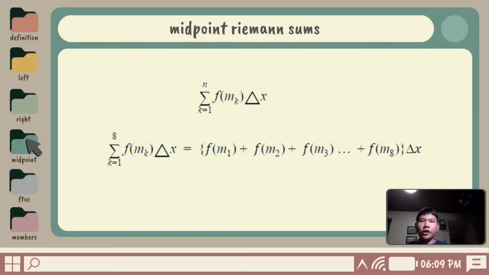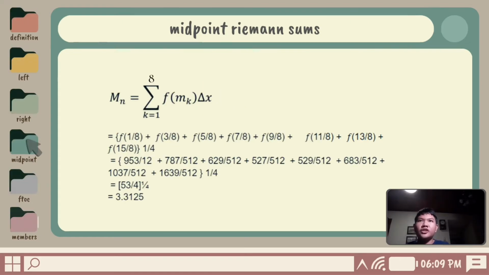Using the summation form, we can have the summation of k equals 1 to n of f of m sub k times delta x. By substituting the values, we can get the summation of k equals 1 to 8 of f of m sub k times delta x is equal to the addition of f of m sub 1, f of m sub 2, and f of m sub 3 up to f of m sub 8, all multiplied by delta x.